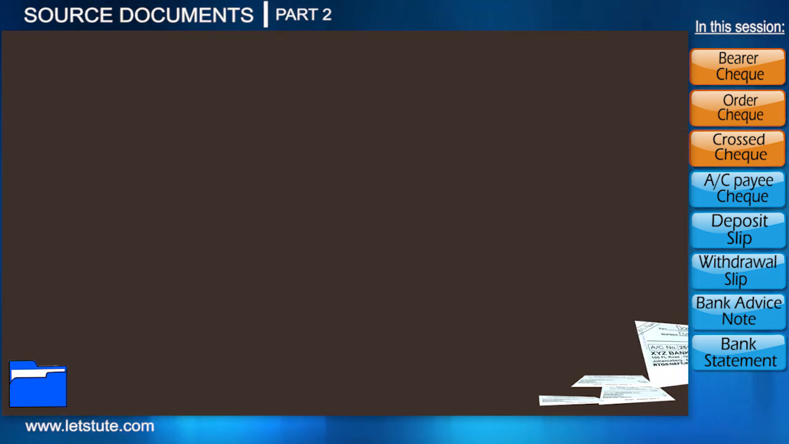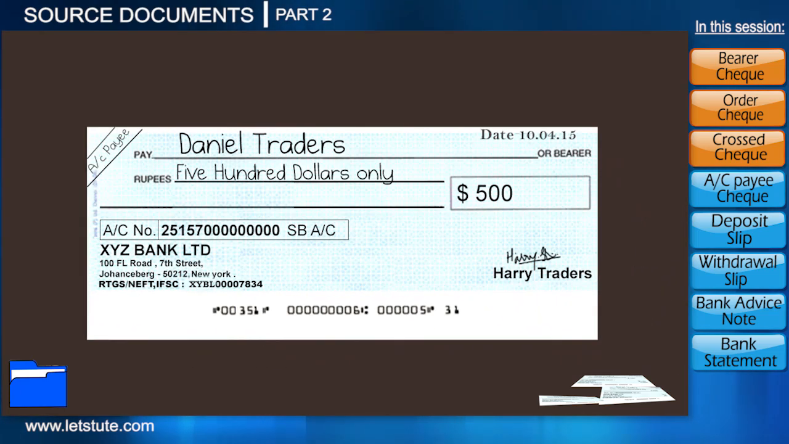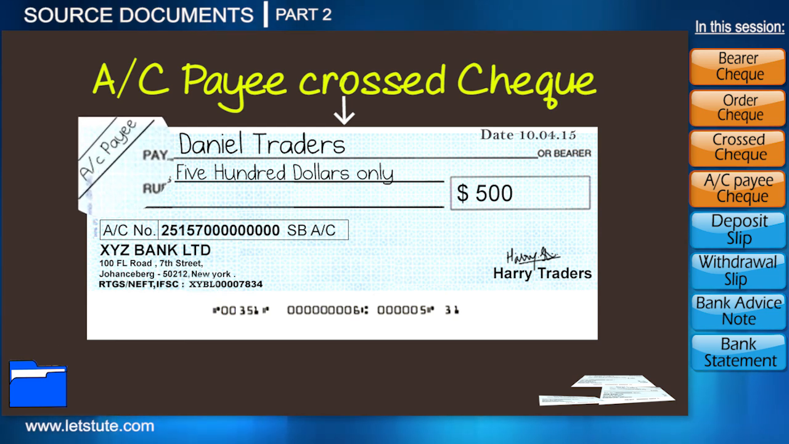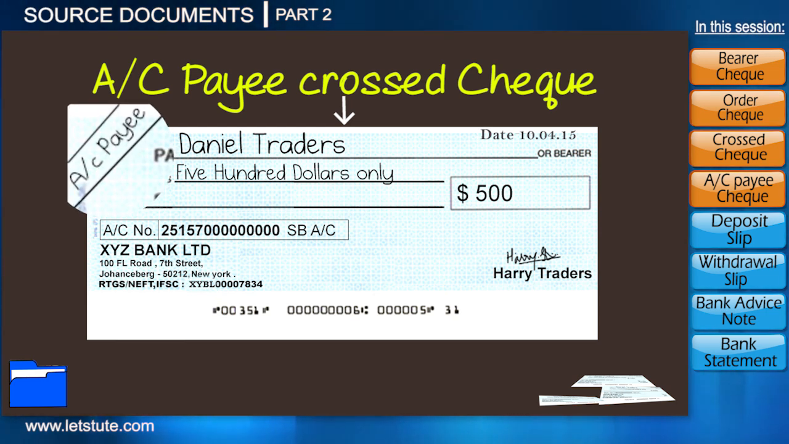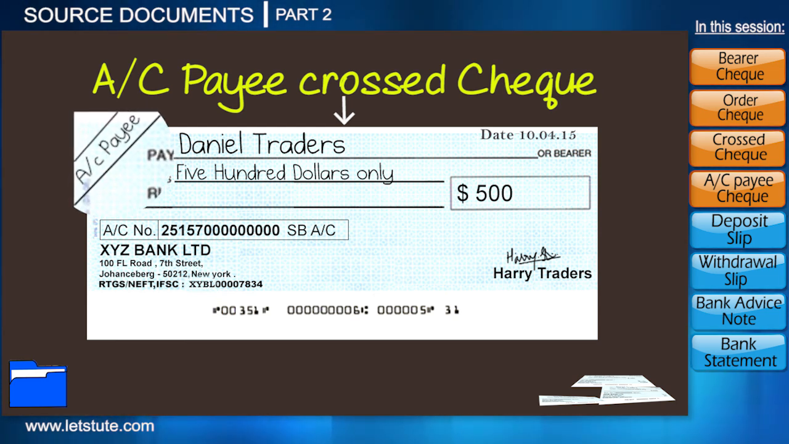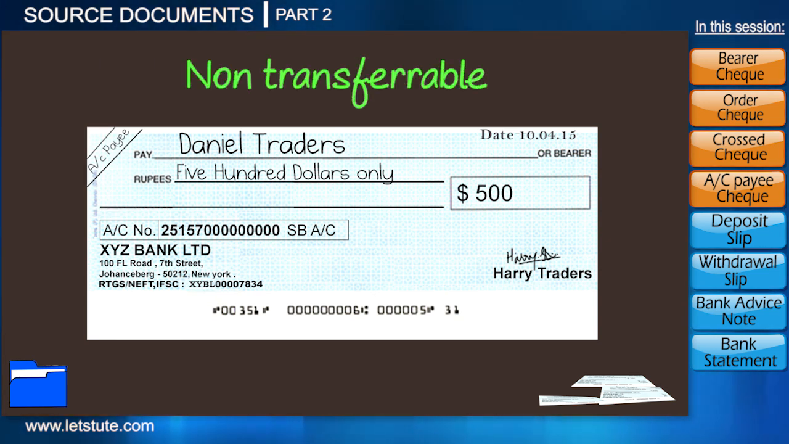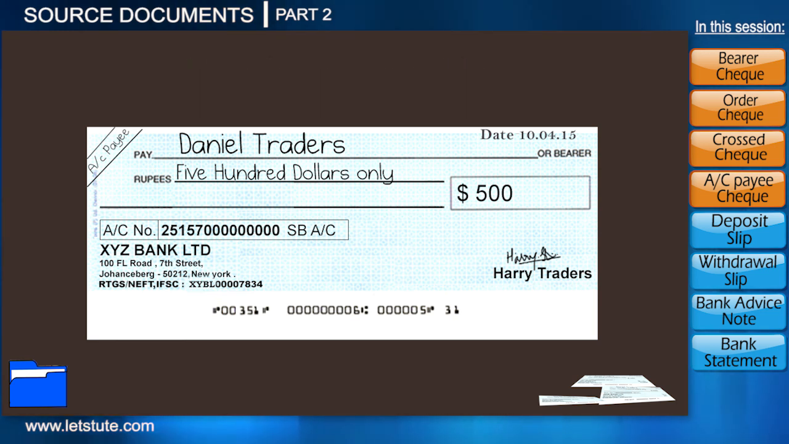Then this is the last type of check here. In between the parallel lines in this check, we have the words account payee. Now this check is also crossed by two parallel lines, but the words account payee are mentioned in between the parallel lines, or it can also be represented by the words non-transferable. This kind of a cross check cannot be further endorsed.